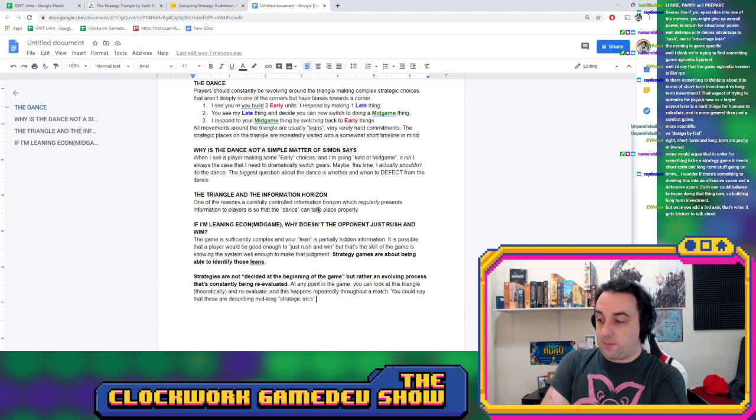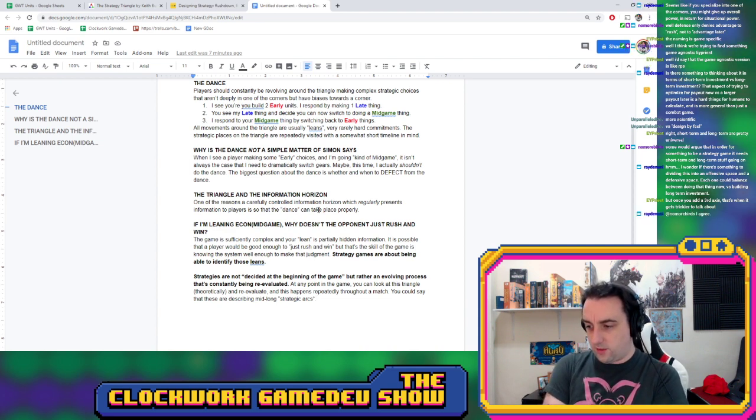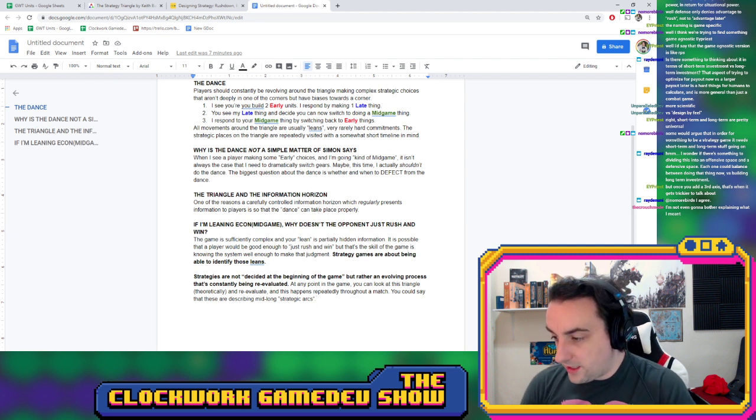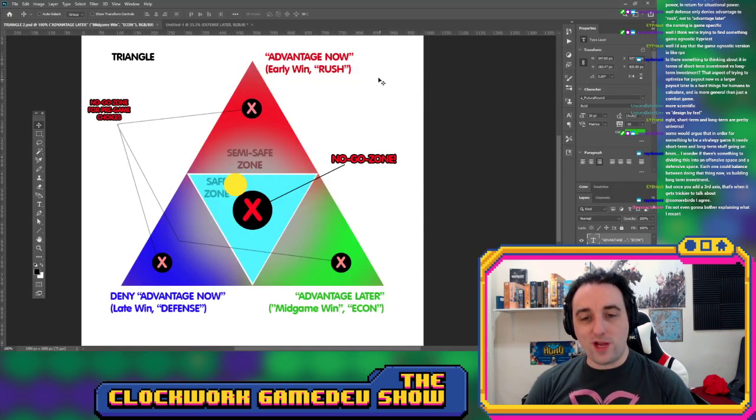I wonder if there's something to dividing this into an offensive space and a defensive space. Each one could balance between doing that thing now versus building long-term investment. Once you add a third axis, that's when it gets trickier to talk about. Yeah, I agree. It's funny because actually no one ever has problems with Rush.